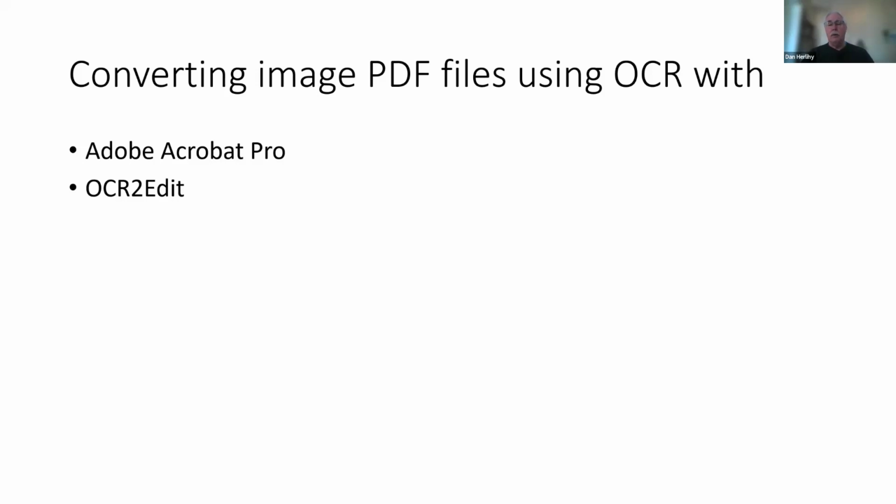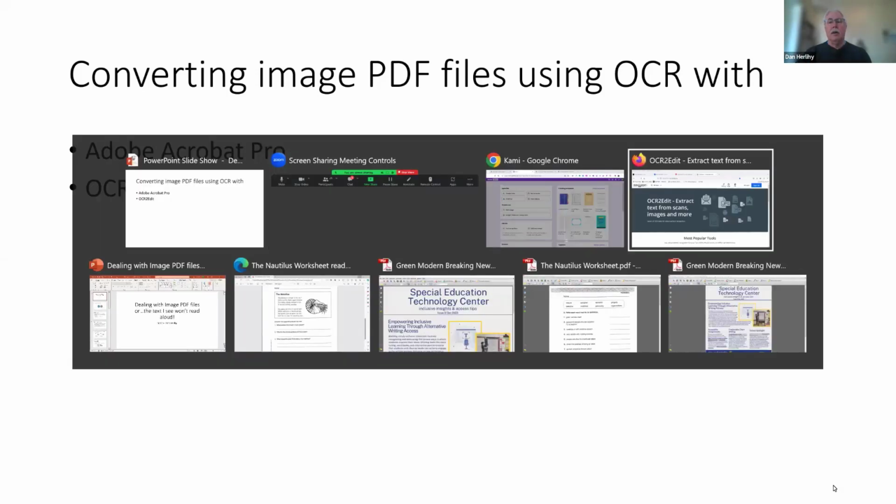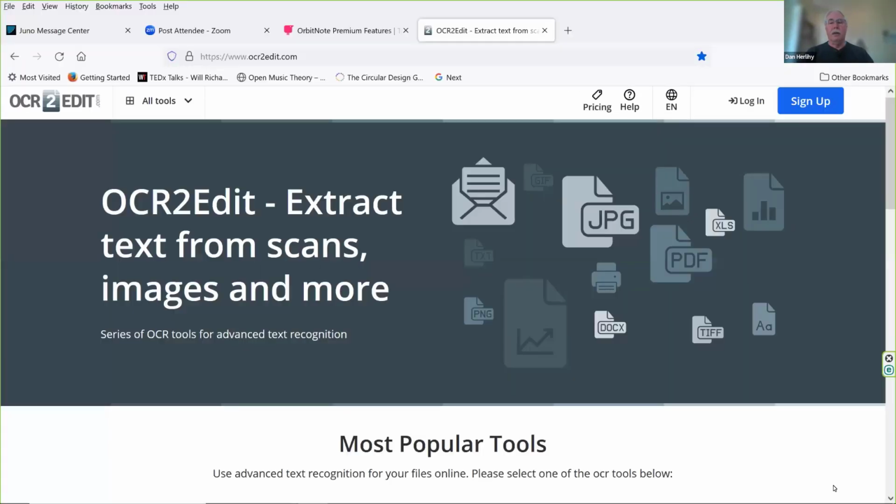And an online program called OCR2Edit. It's just an online program. It's free. You upload your file, you tell it to run OCR, scan it, and you download it, and that's it. So let's take a look at what it looks like to take an image PDF file, doesn't matter where it came from, and make it searchable so I can open it up in something else and have it read aloud. I'll start with OCR2Edit because it's quick and easy.